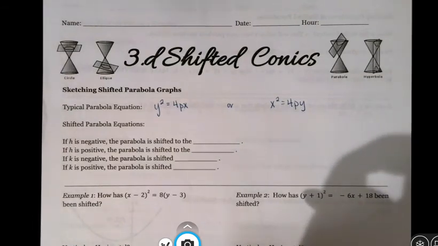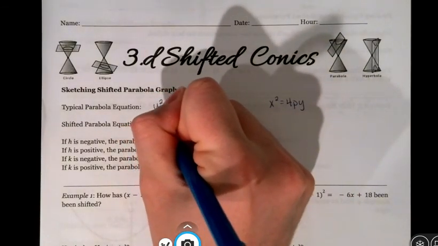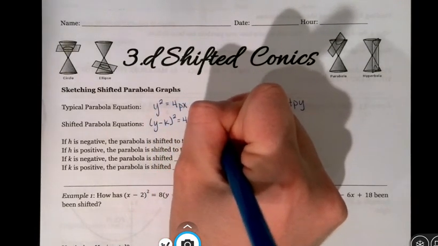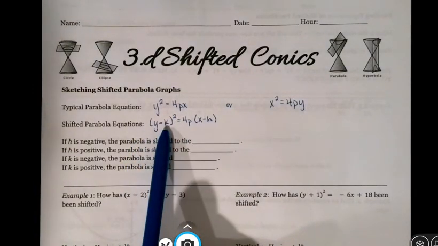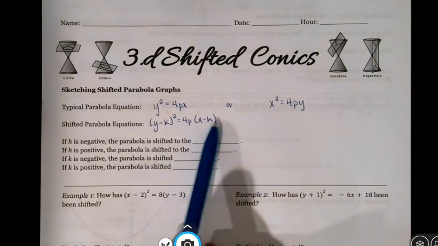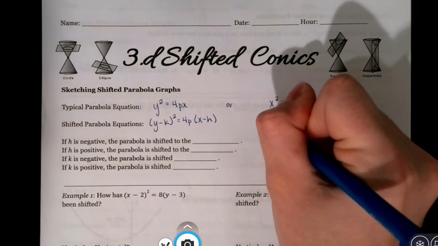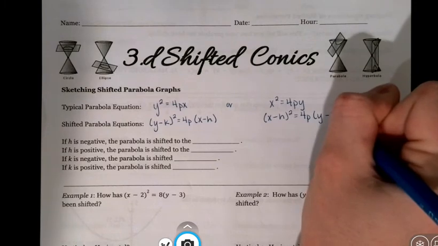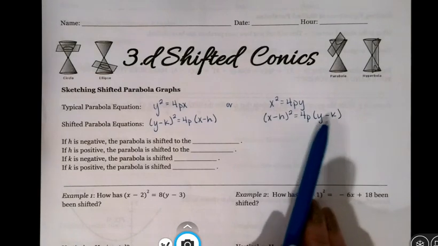So with my shifted parabola, I have y minus k inside parentheses squared equals 4p and then x minus h. What got added is this k and this h, and that will tell you how much you're shifting it. Whatever is next to the x is going left or right, and whatever is next to the y is up or down. And then for this one, it would be x minus h inside parentheses squared equals 4p and then y minus k. So the h is always by the x, you'll notice in both, and the k is always by your y.